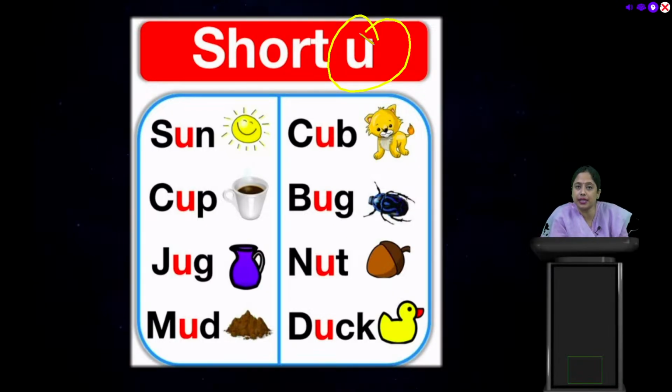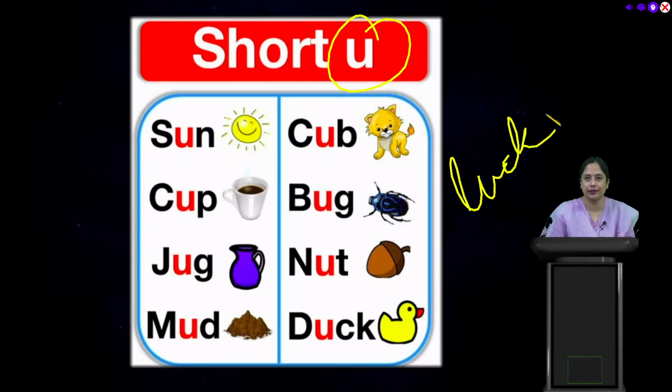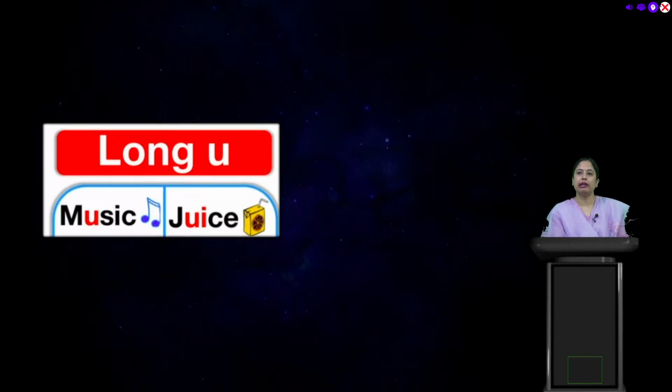That means the letter U, just like the letter I and O, has more than one sound. Sometimes a short U sound, as in some, as in cup, or sometimes a longer U sound, as in university, unicorn. Sun, cup, bug, nut, jug, mud, duck. We have one more, which is luck. When we say these words, we don't put much stress. We don't stretch the letter U, as in cup.